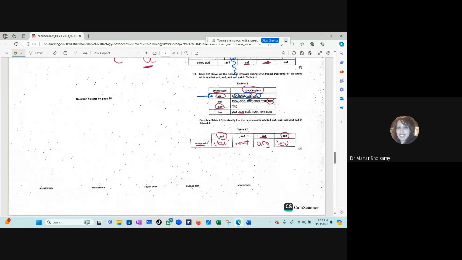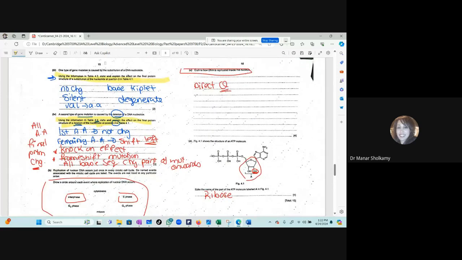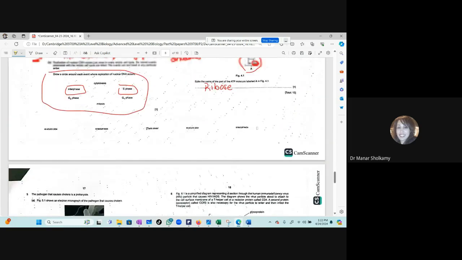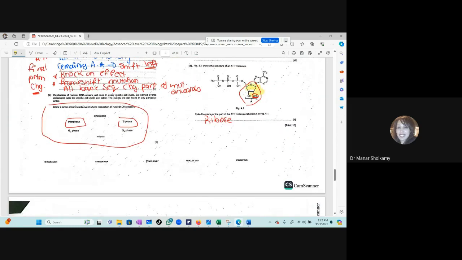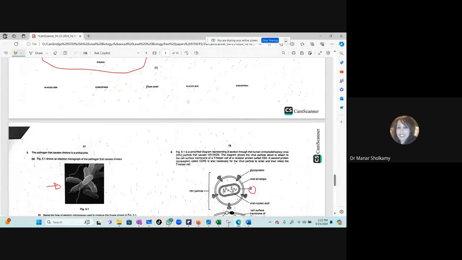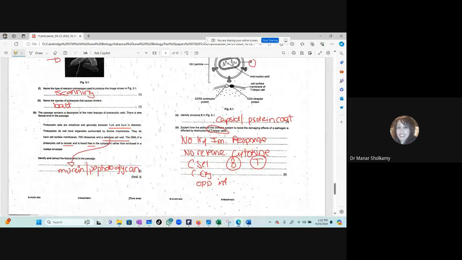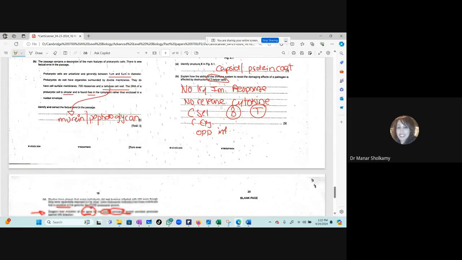This was easy. This was very easy. Okay, I highlighted those two questions because here we're talking about base mutations. If you did not study it, you will not get it. This is a direct question, DNA replication. This was a tricky question. You have to really know the difference between the ribose and the deoxyribose sugar, and the rest was really easy.